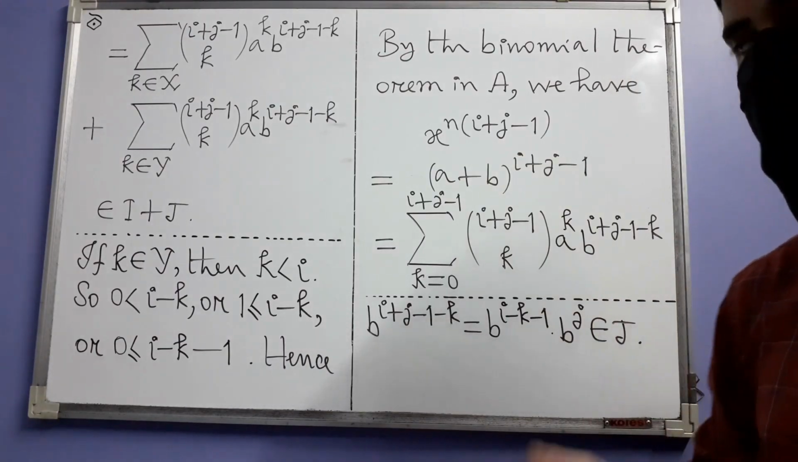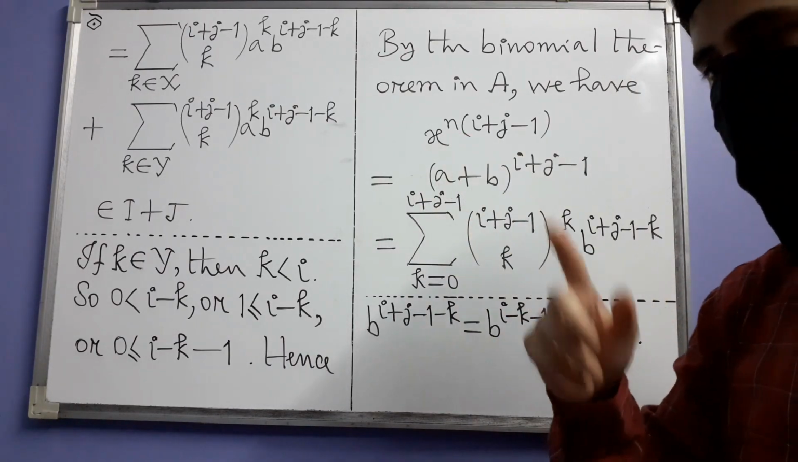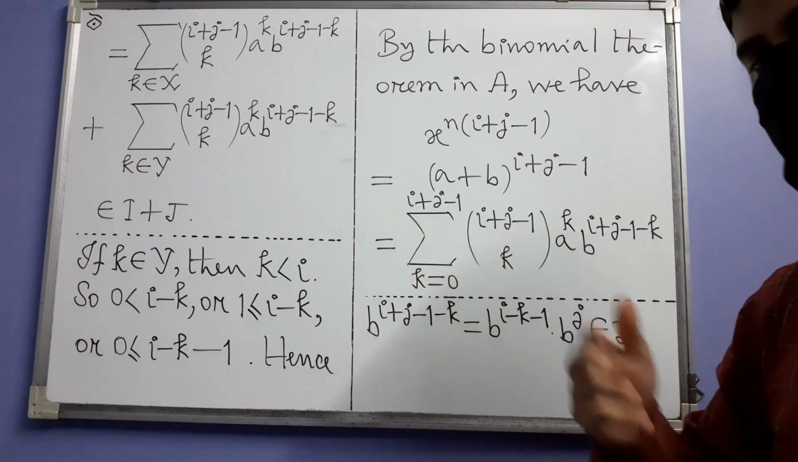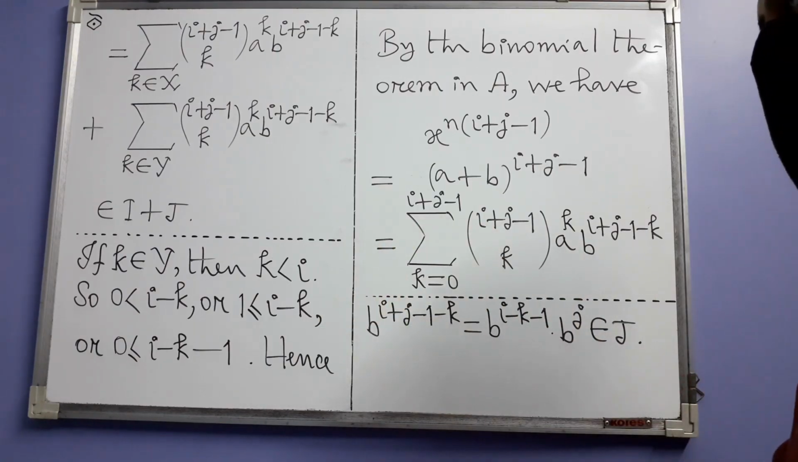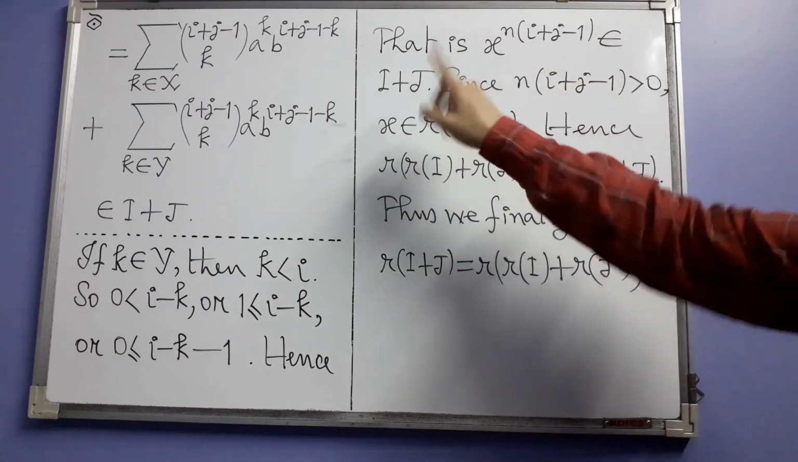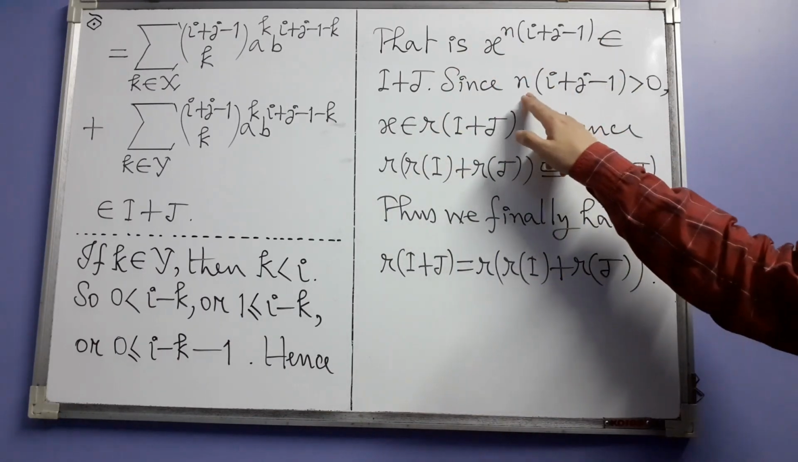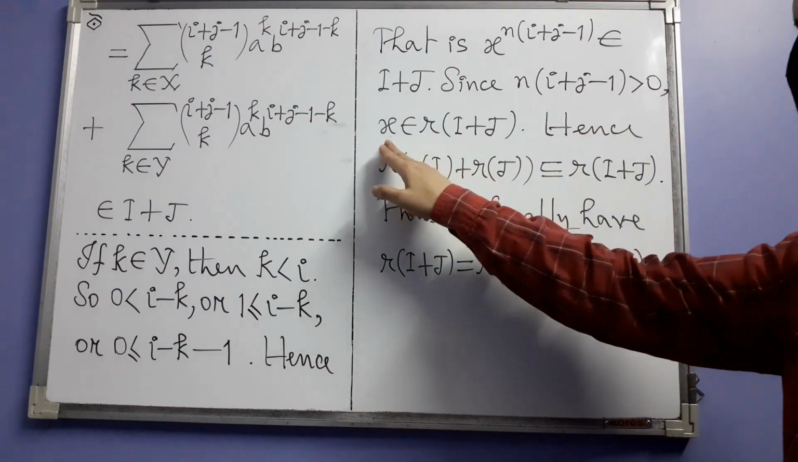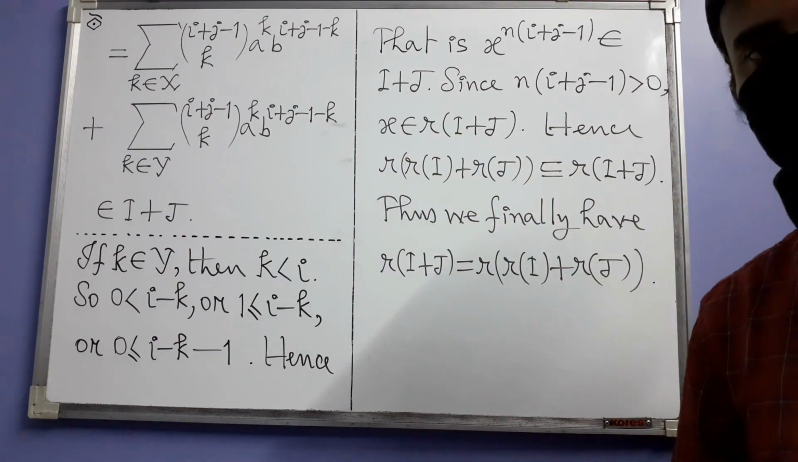So what does that mean? It means that x belongs to the radical of I plus J. That is the next part we are going to write. So we write like this, that is we have this in I plus J. Now because this exponent is a positive integer, x belongs to the radical of I plus J.